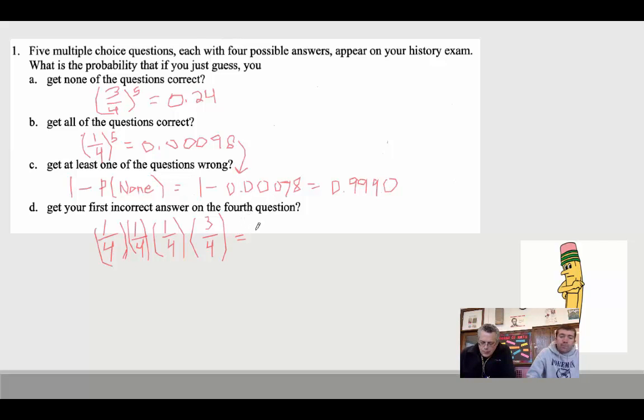And we get 0.012, or a 1.2% chance that the first incorrect will be on the 4th. Okay. So it's all using the independence rule. Yes. If they're independent events, we can multiply their probabilities. All right, next.